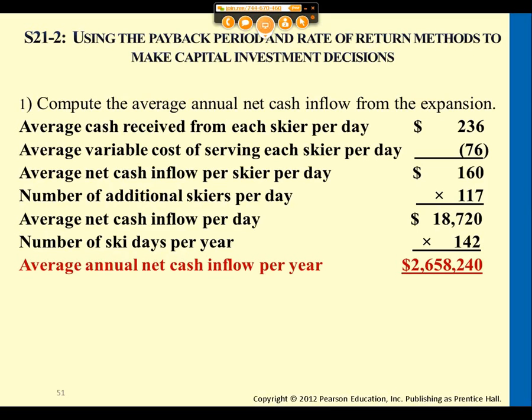So I'll multiply by the days, the additional days that I have per year. 142. I have to apply for the so my average annual net cash inflow per year is 168. Great. So that's something we've done.